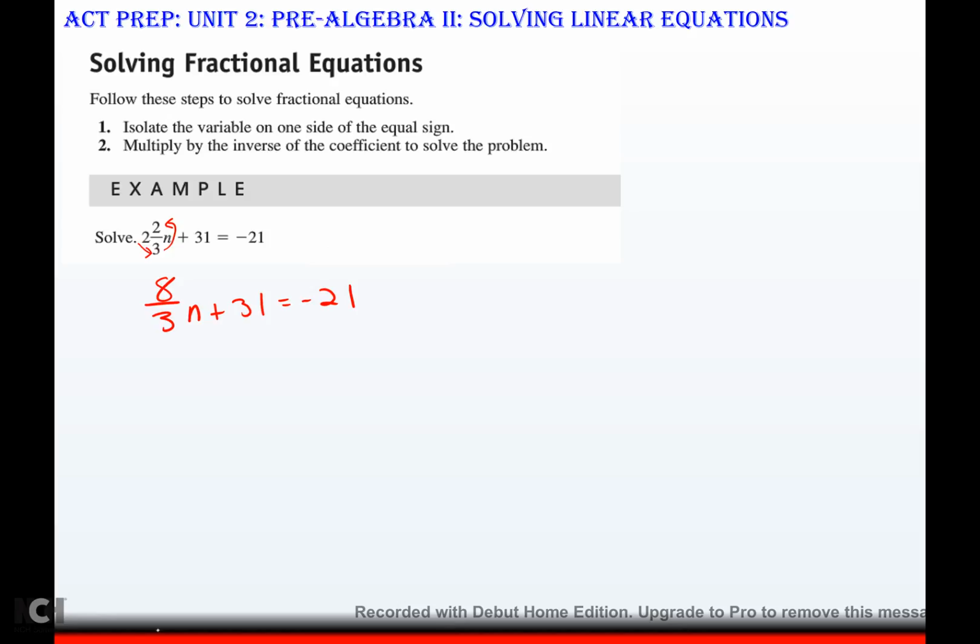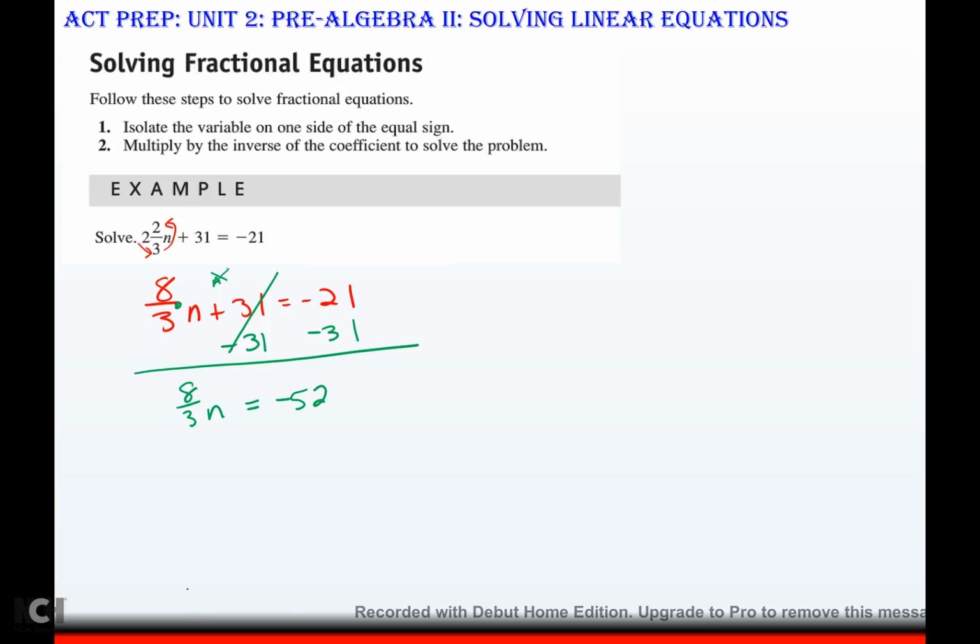And again, now I can see to get my n alone, they're multiplying and adding. So I've got to undo the adding first. So I'm going to minus 31, minus 31. That calculator thing on the other page was for this problem. And the 31's cancel. I get 8/3 n equals, if I add those, negative 52.